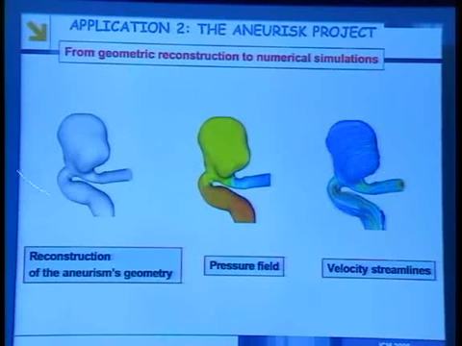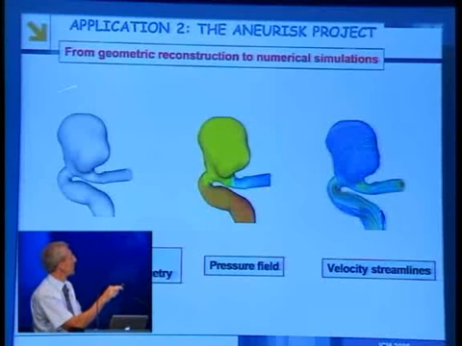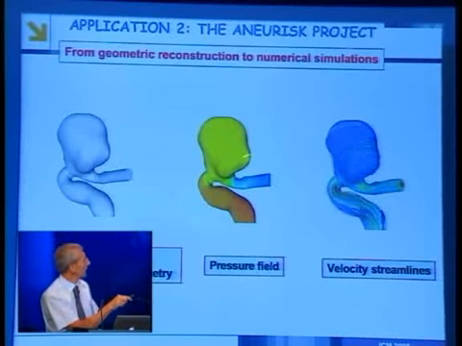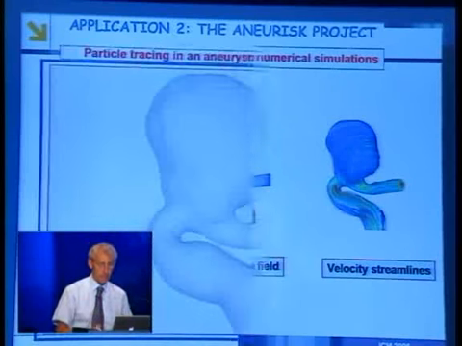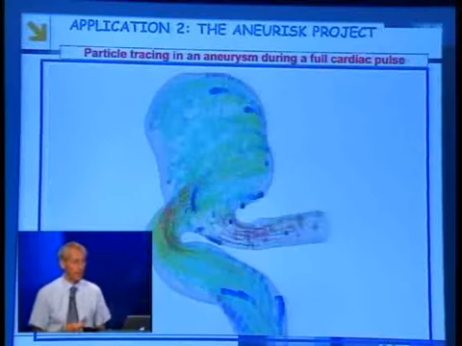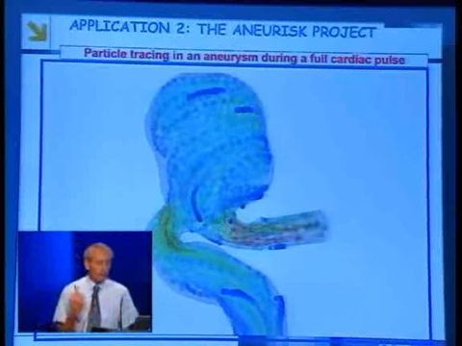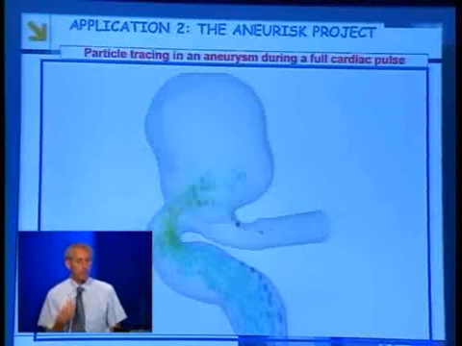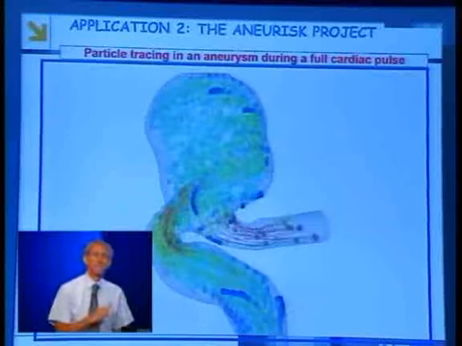This is an aneurysm that you have, this enlargement of the artery, say. This is reconstructed by geometrical data. This is the pressure field after the numerical simulation, and these are the velocity streamlines of a single aneurysm, and this is the way you can track the particles in the aneurysm. And one very important parameter here is the residence time in the aneurysmatic sac.